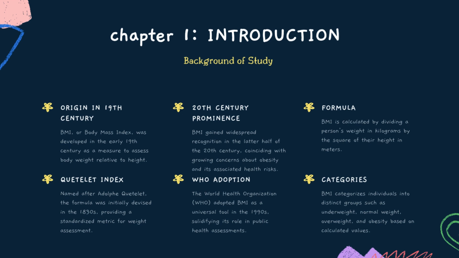So first, I'm going to start with the introduction, the background of study. First is origin in 19th century. BMI or body mass index was developed in the early 19th century as a measure to assess body weight relative to height. Next is Quetelet index. Named after Adolphe Quetelet, the formula was initially devised in the 1830s, providing a standardized metric for weight assessment.